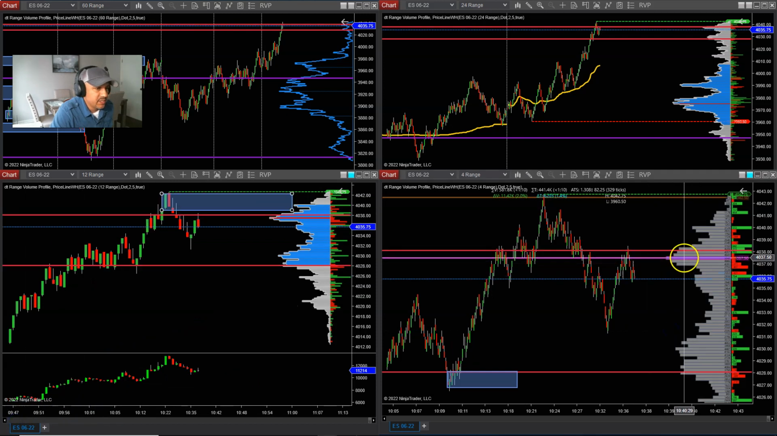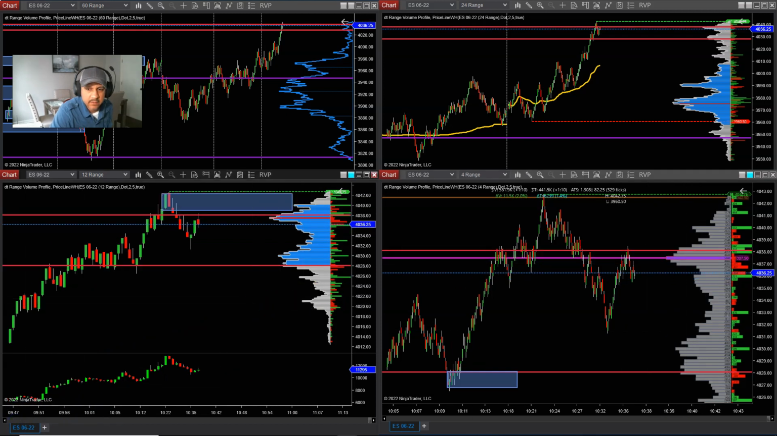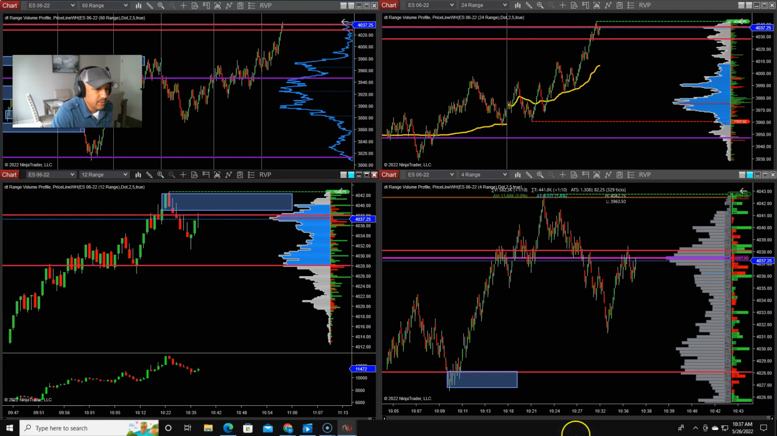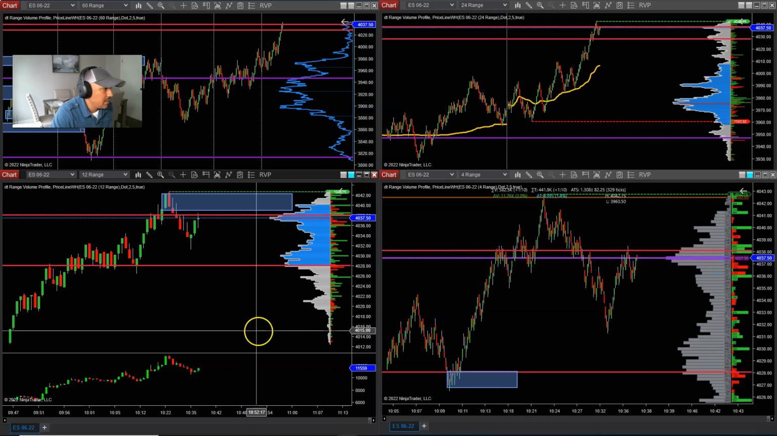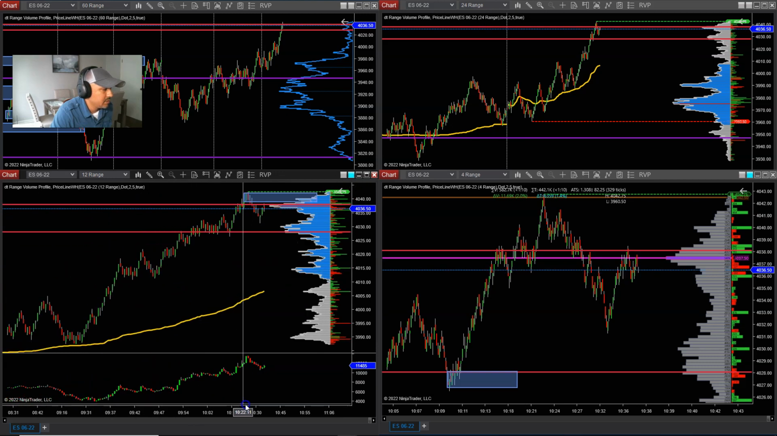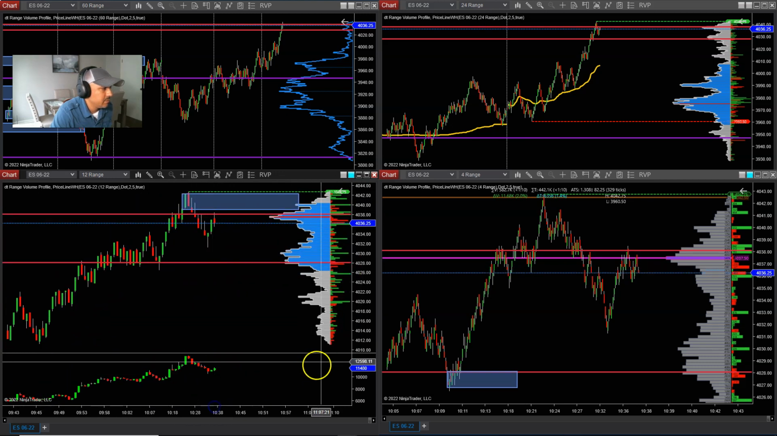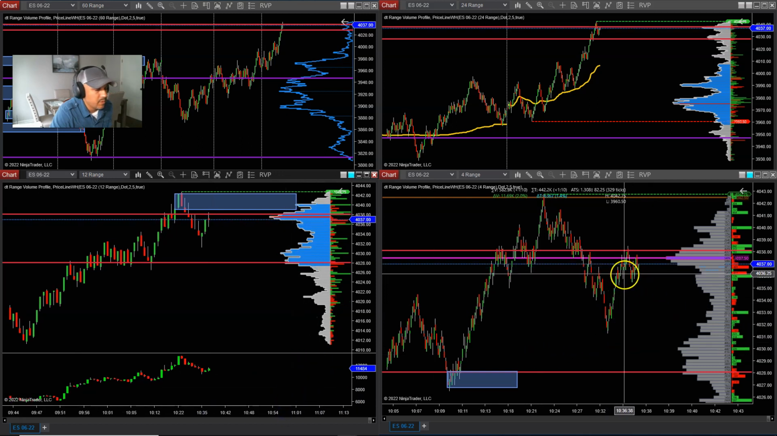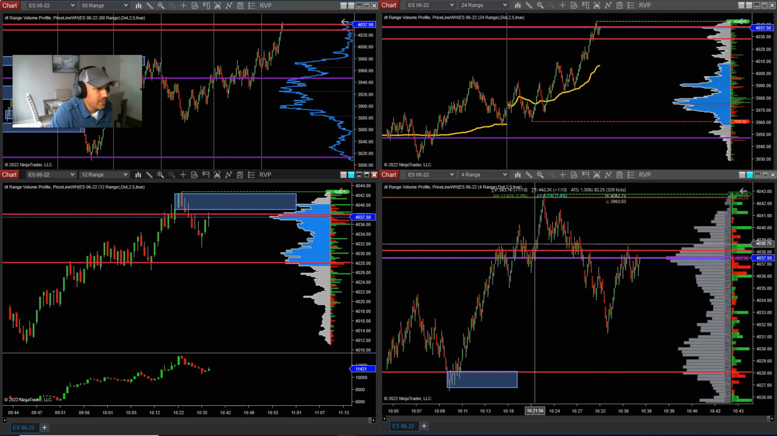Kind of iffy situation because we got the VPOC sitting right here. This is taking me a little longer today. Yeah, today's a little difficult for me for some reason. But we're dead smack at the VPOC, and I'm not comfortable trading around this area, guys.